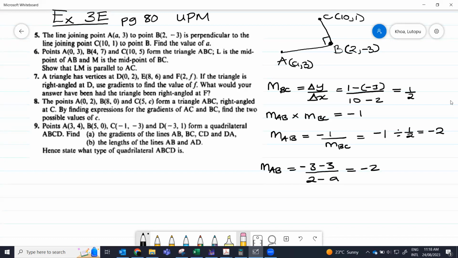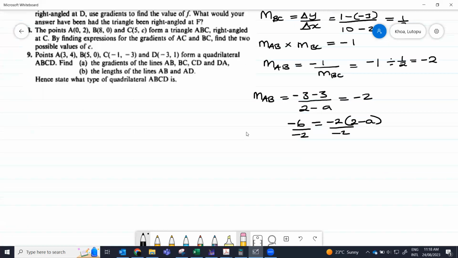So here we can cross multiply, and the numerator will have -6, and then -2 multiplied by 2 minus A. Then divide both sides by -2. This gives us 3 is equal to 2 minus A. Then this -A will come this side and become +A, and then this 3 will go to the other side, and we have 2 minus 3, which is -1. So that is our value of A.